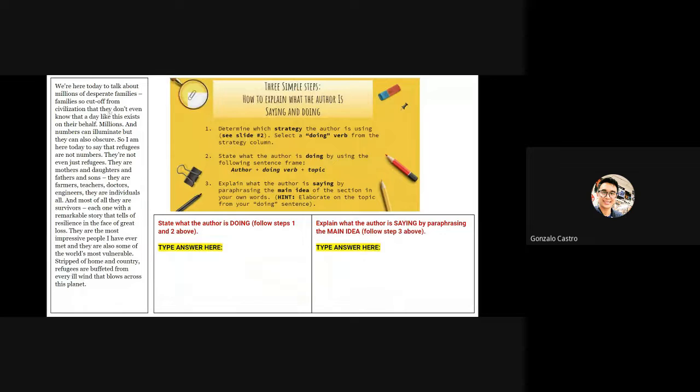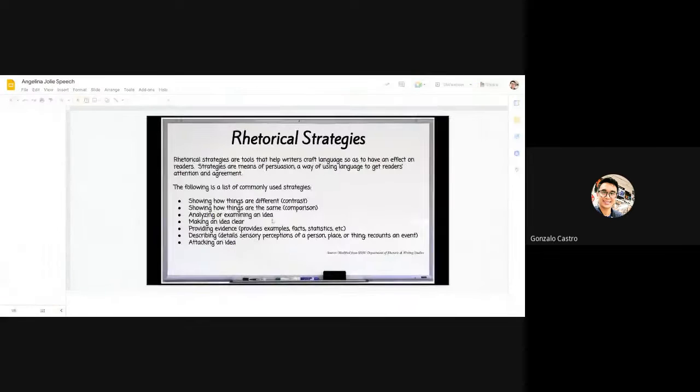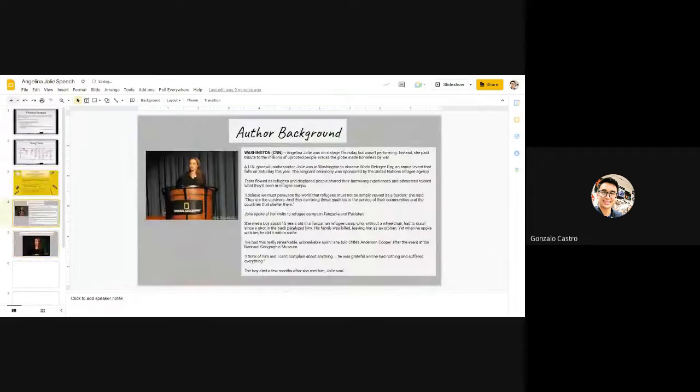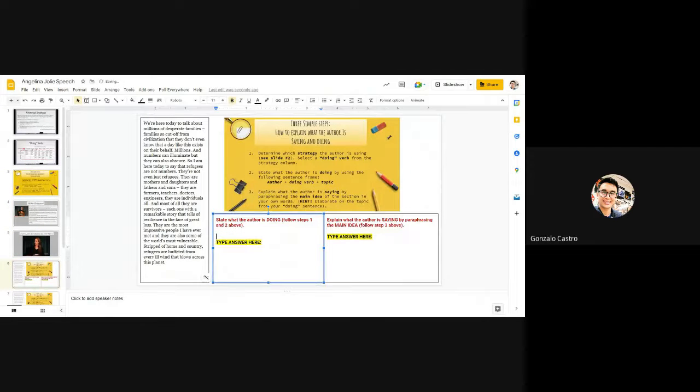So going back to this slide, let's go ahead and go into edit mode. And before we type up our doing statement, let's go ahead and write this down to make the doing sentence a little bit easier to understand. So our doing statement, if you look at step 2, it includes an author, a doing verb, which we've already selected, and it includes a topic. So the topic is going to be a short phrase on what the section is about. We need to start by following that sentence frame for step 2.